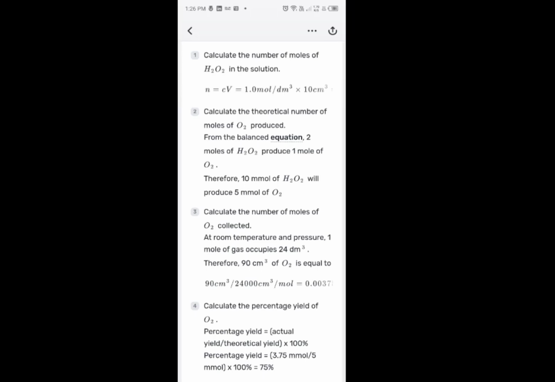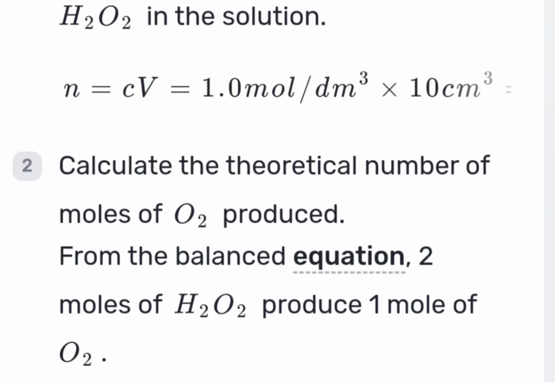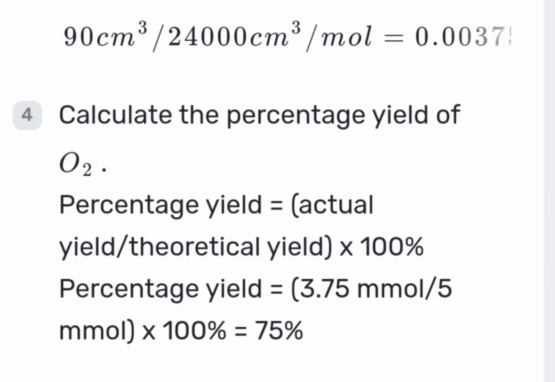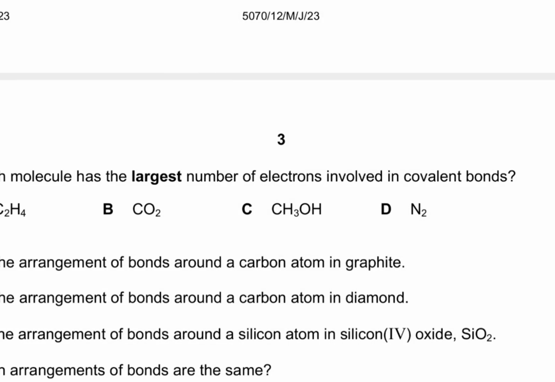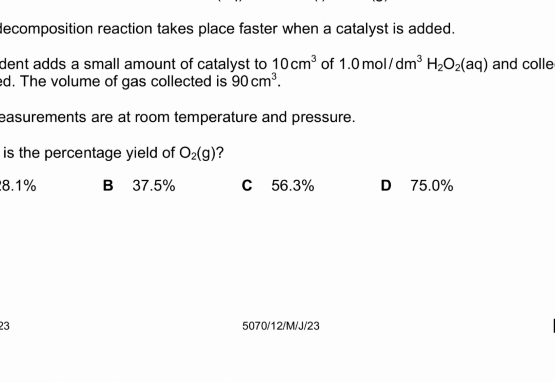You can see the steps one by one to calculate the value, and in the last stage we get the answer by applying the formula. Percentage yield is equal to actual divided by theoretical into 100. The actual yield is determined by the equation, the theoretical yield by the values we have, and here we have the value, which is 75%. Okay, so option D is the correct one.